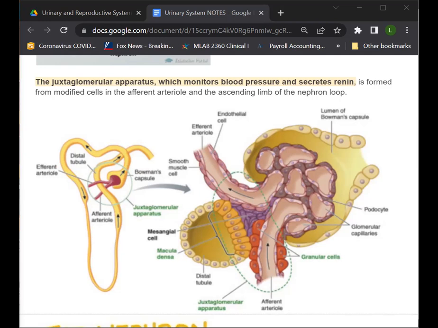And so the juxtaglomerular apparatus is a special group of cells that monitors blood pressure and makes renin. So that's the very specific group of cells that we need to know is going to monitor the blood pressure and make renin if the blood pressure becomes too low.